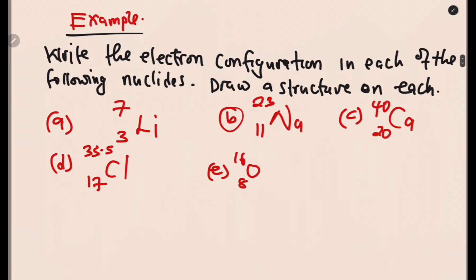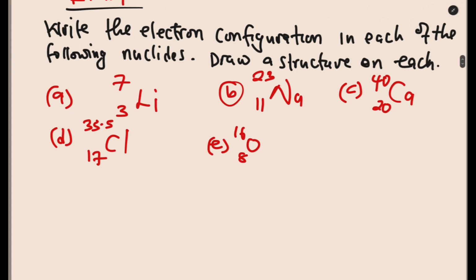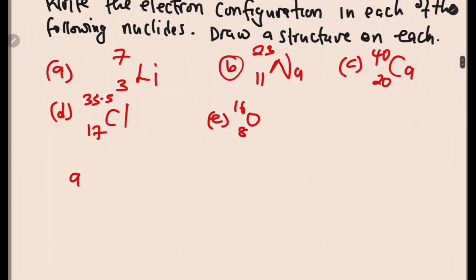So for each of these we are going to write the configuration and draw its structure, because these are the questions that you expect, writing the configuration and also drawing the structure. So we are going to start with A. For A, which is lithium, let us write its configuration. To write the configuration for lithium, we normally use the atomic number to assign the configuration.